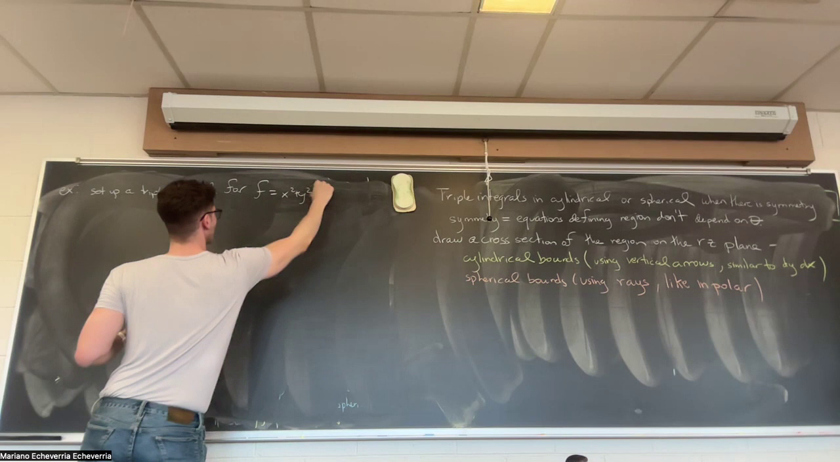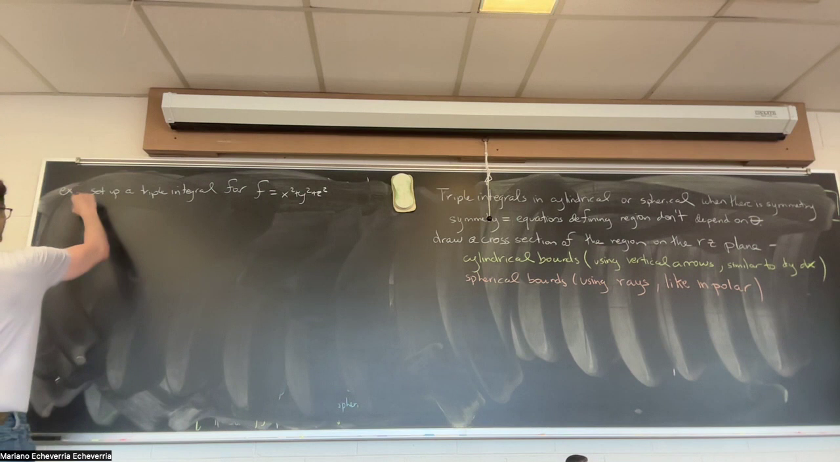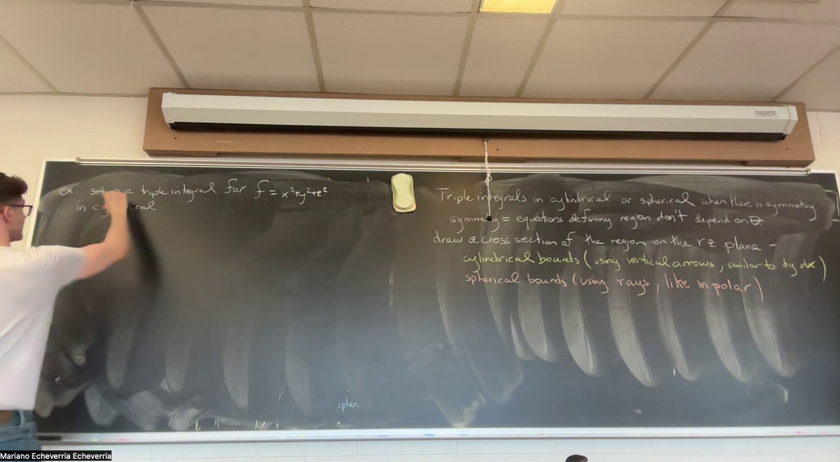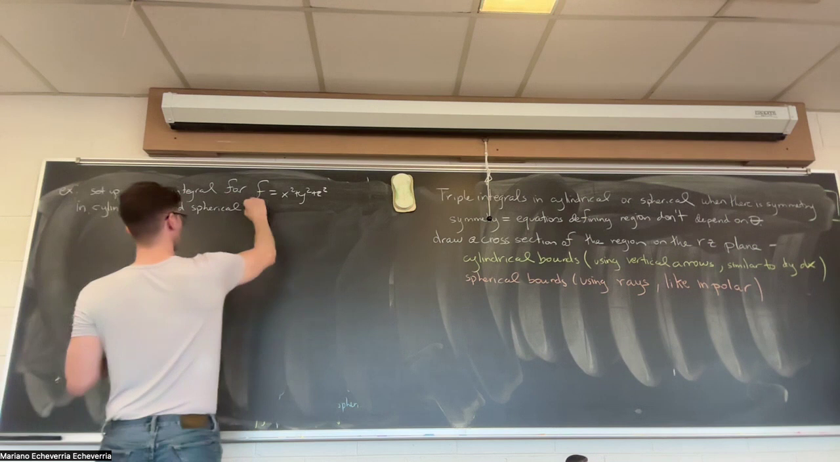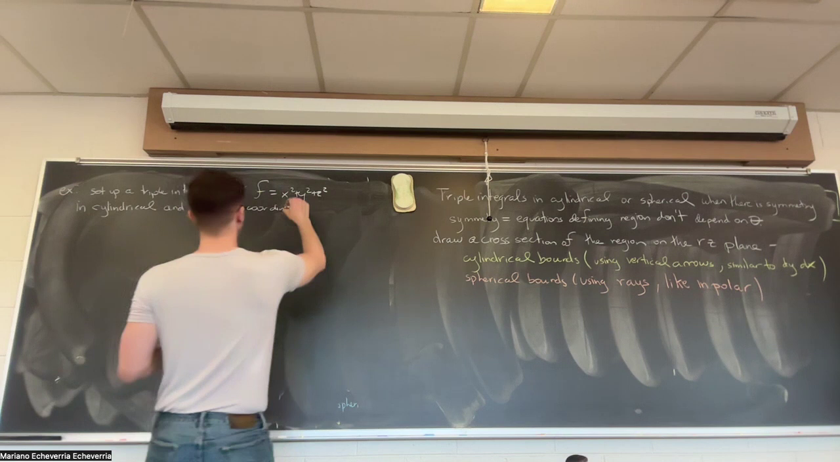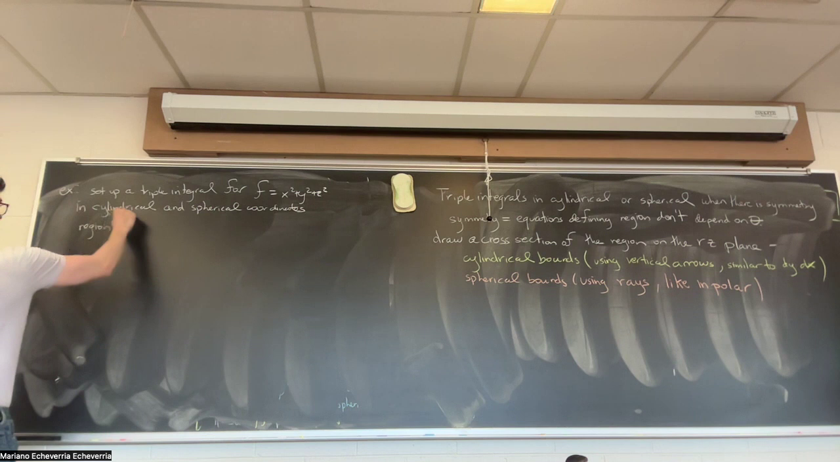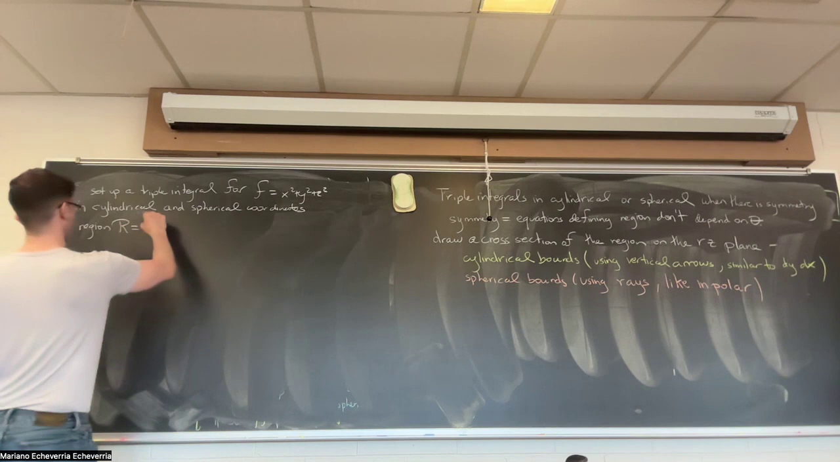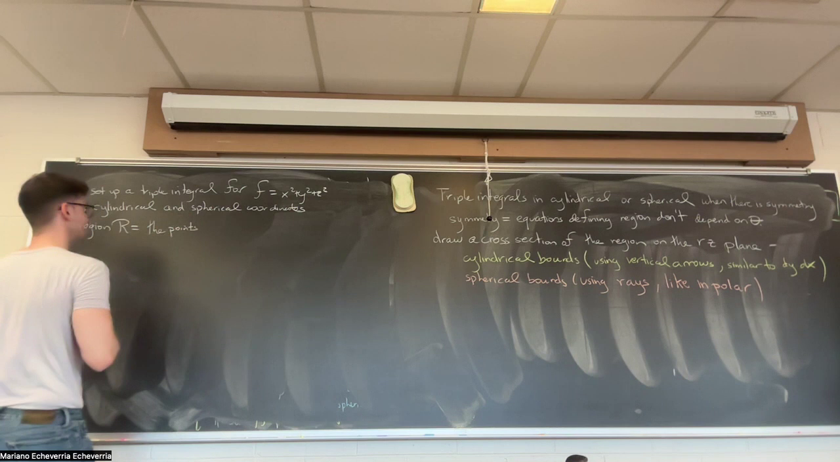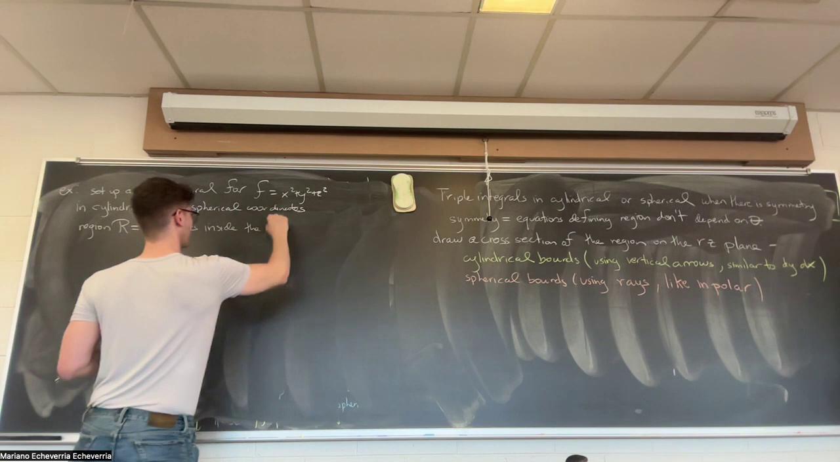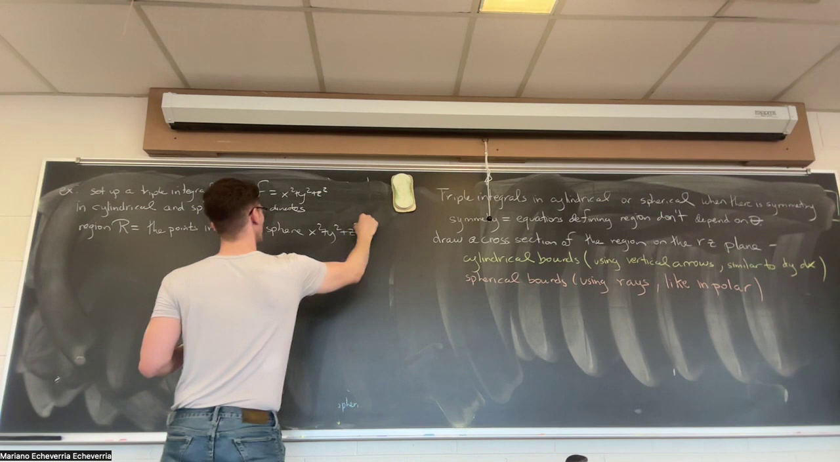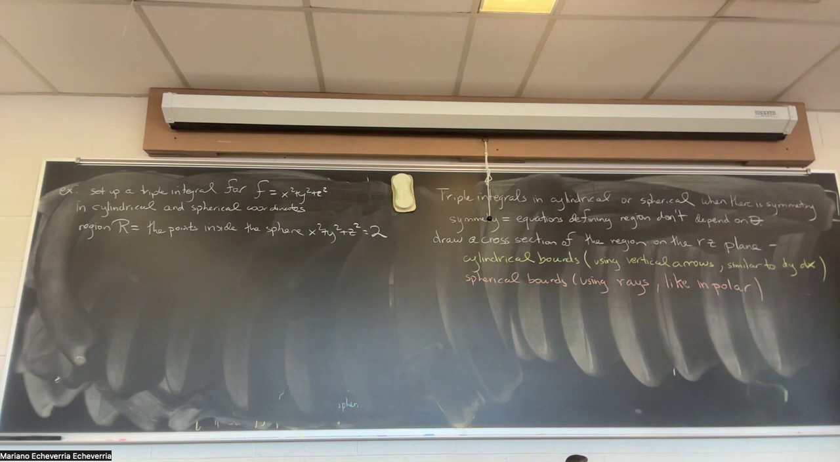In cylindrical and spherical coordinates. And what is R going to be in this case? The region of integration, the region R, is the points inside the sphere of radius root of 2. You'll see why in a moment. So we're looking at all the points inside this sphere which are also above the plane z equals 1.